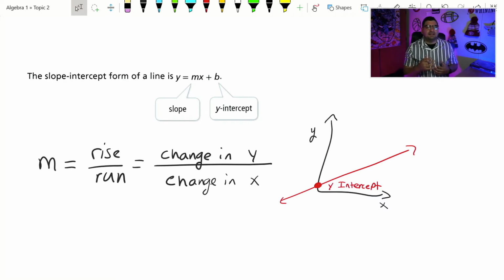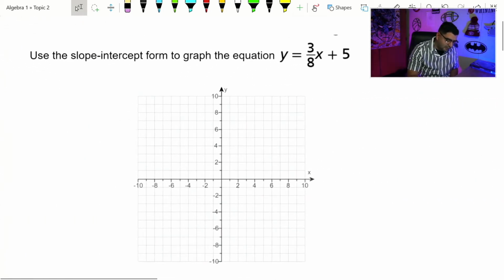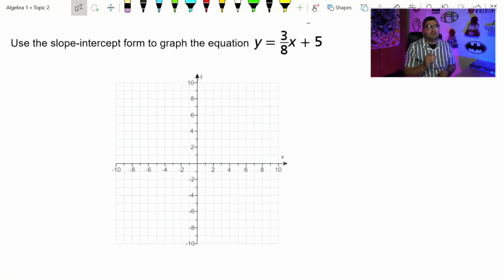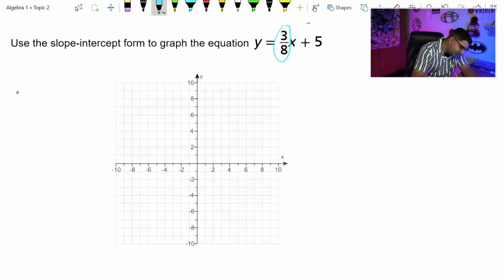So let's go ahead and let's practice that now. We're going to look at some equations and we're going to see, can we graph the line based off of the given equation? So let's look at this first one. It says, use the slope-intercept form to graph the equation y equals 3/8 x plus 5. Here in this example, 3 over 8 would be my slope. Usually whatever number or fraction, the coefficient, in front of the x, that is my slope. So here my m would be 3 over 8.